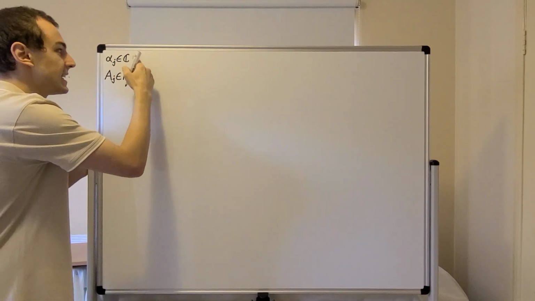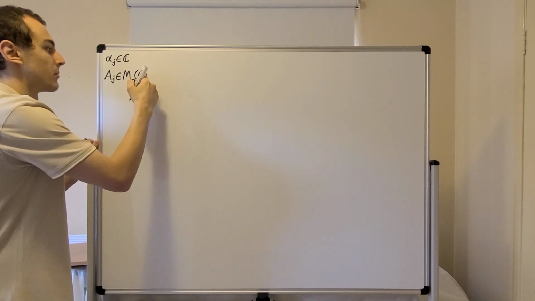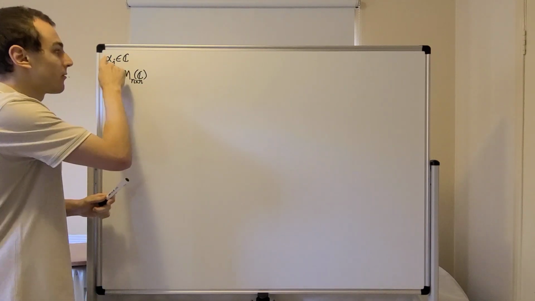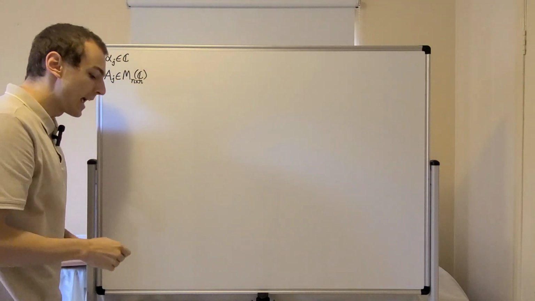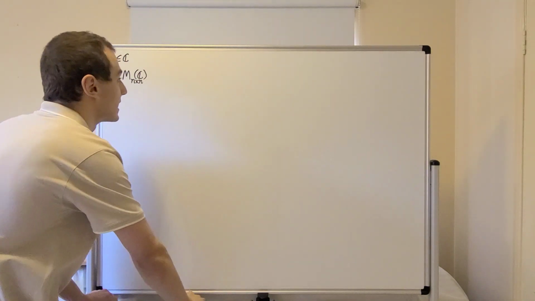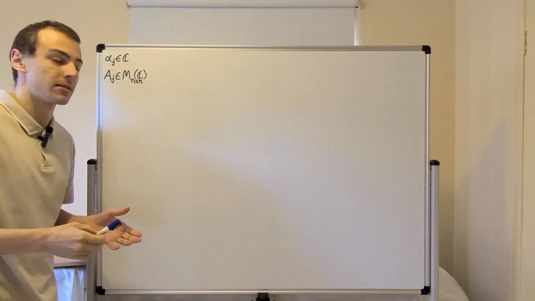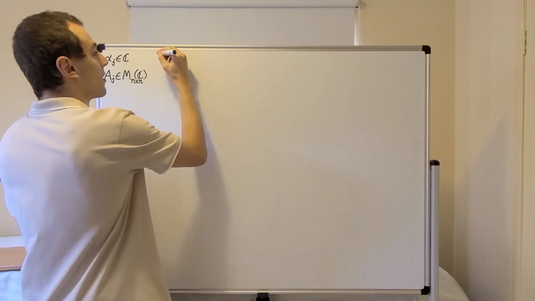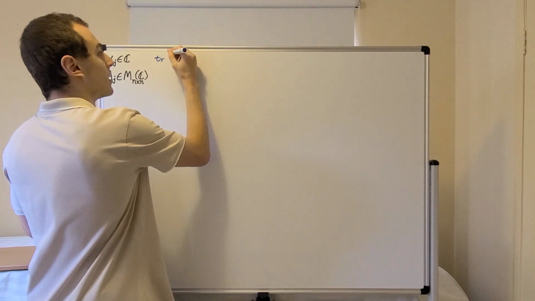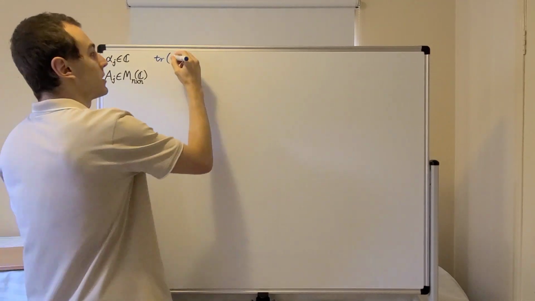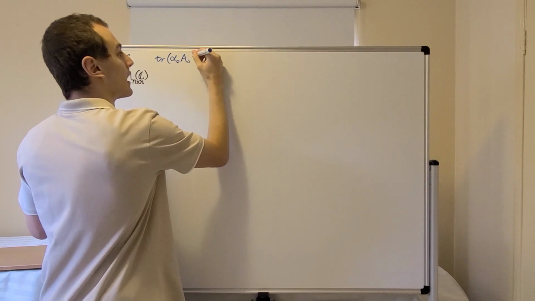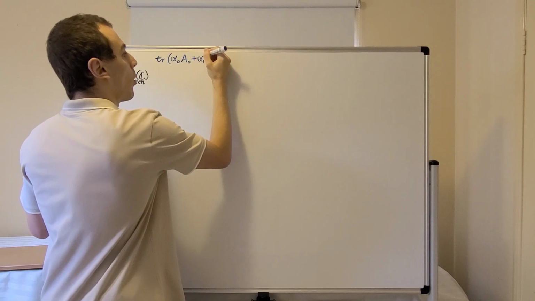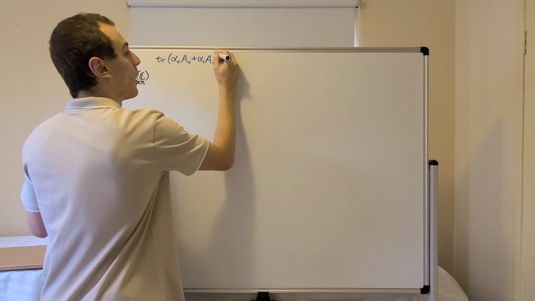So this fancy C denotes the complex numbers. We're going to be using these alpha sub j to scale the matrices. And let's start off by taking a linear combination of matrices. So we're going to apply the trace to the linear combination alpha 0 A0 plus alpha 1 A1.